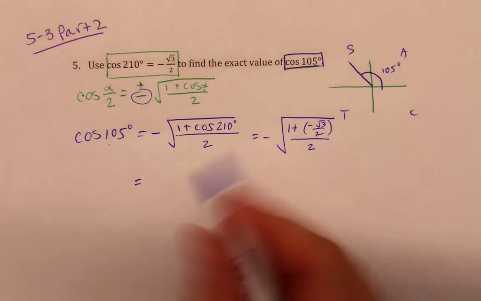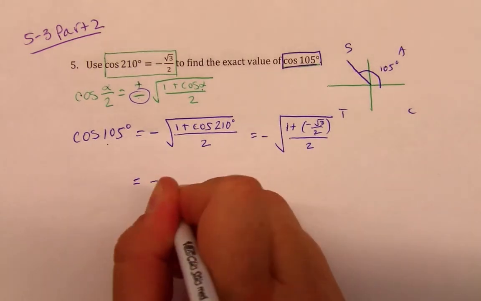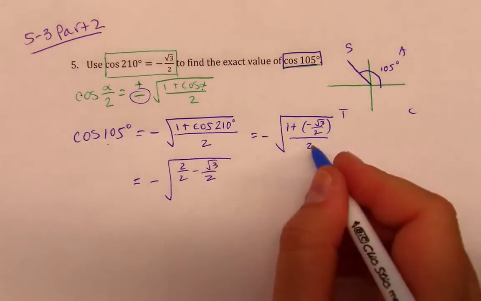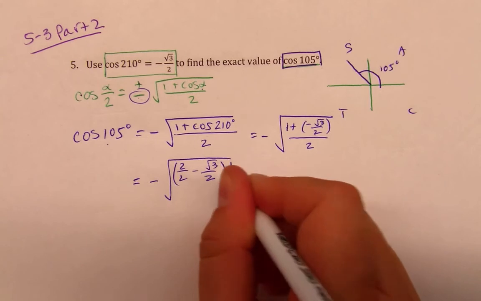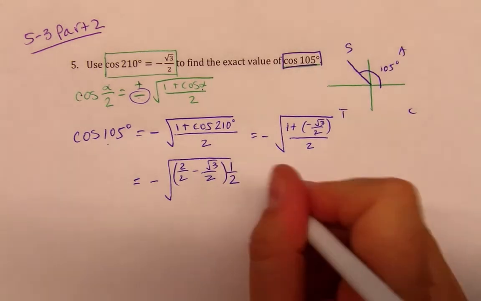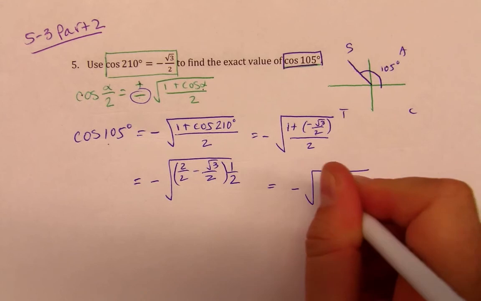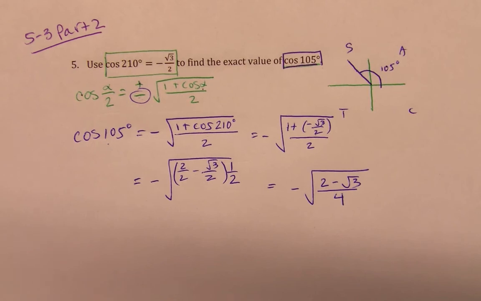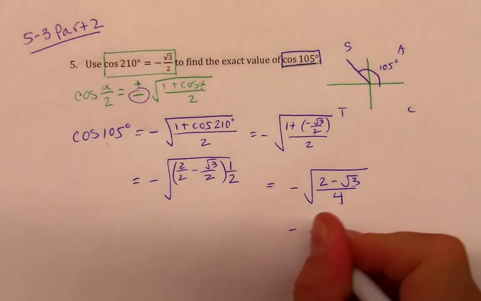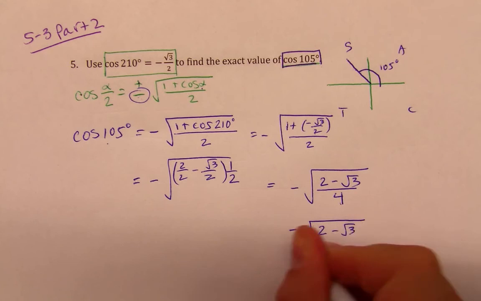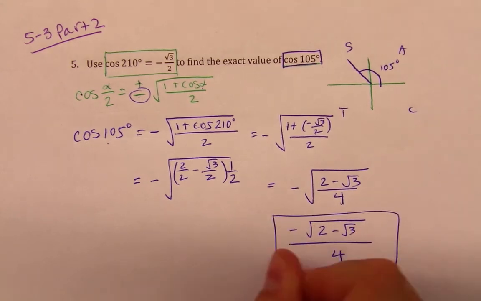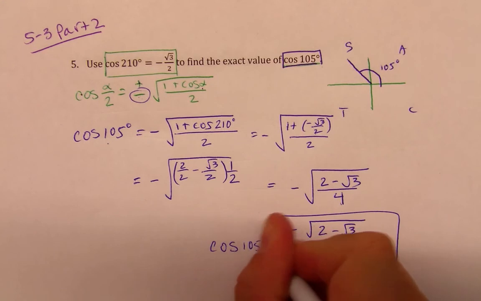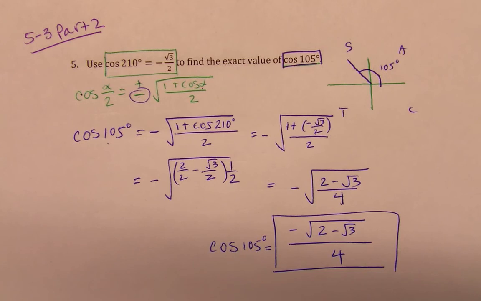So I have 2 on top here, so I'm going to rewrite this 1 as 2 over 2. And then divided by 2 is the same thing as multiplying by 1/2. So now we have negative root of (2 minus root 3) over 4. And we can take this just one step further. The square root of 4 is 2, so I can pull that out. And that is my exact answer. That is cosine of 105. Okay. Let's move on to our next example.